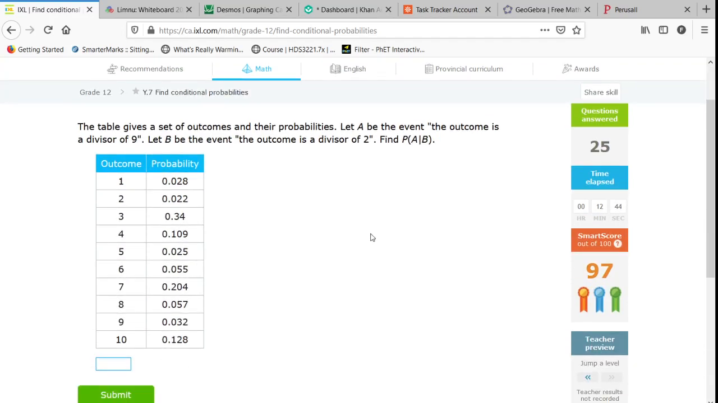So here we go, number 26. The outcome is a divisor of 9. That's either 1, 3, or 9. The outcome is a divisor of 2. That's 1 or 2. So the only outcome that satisfies both A and B is 1. So our numerator is 0.028, and our denominator is 0.028 plus 0.022, the only outcomes that are divisors of 2. So this becomes 0.56.